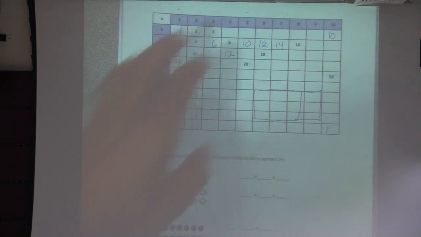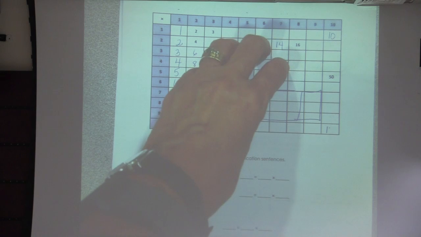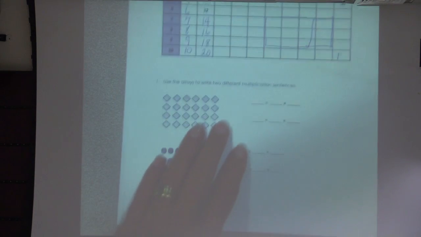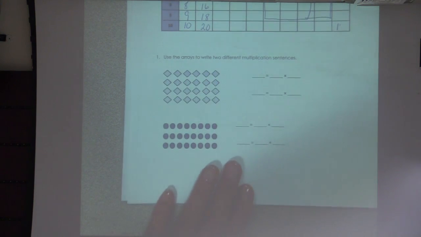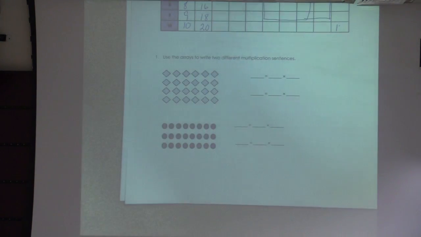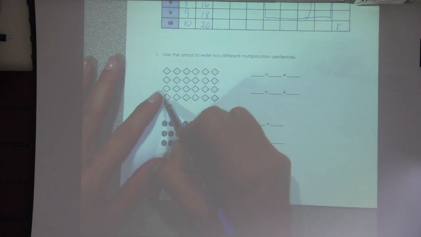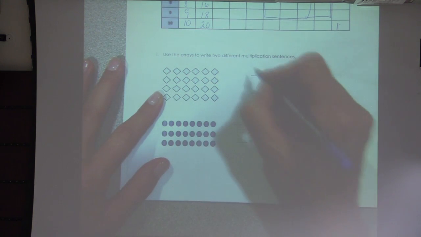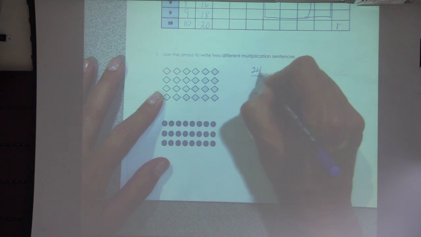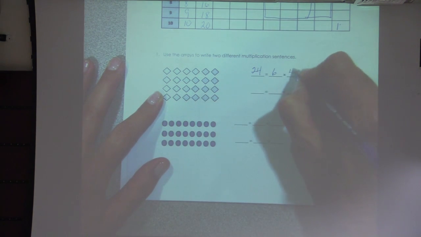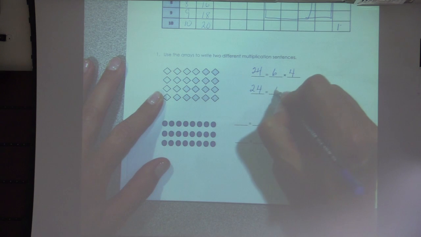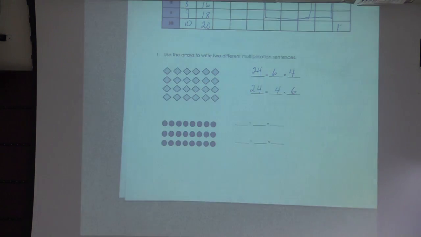So your child should or is welcome to use this chart at any time. But we do move on and start looking at these arrays. And this is just simply problems that have them thinking this through. So we have 4 rows of 6, and that equals 24. We can write it both ways.